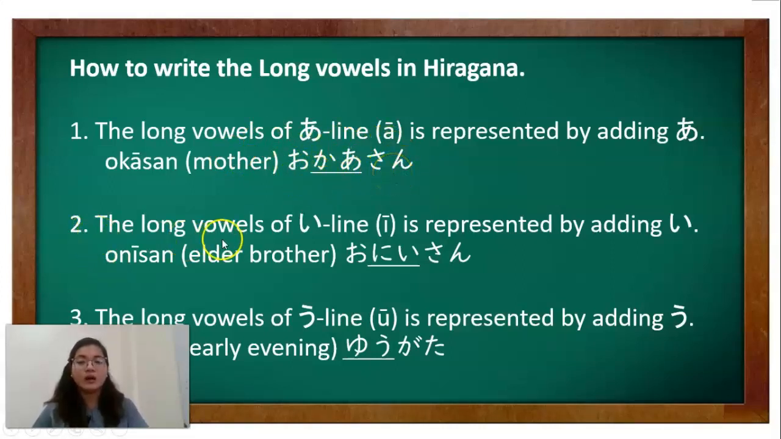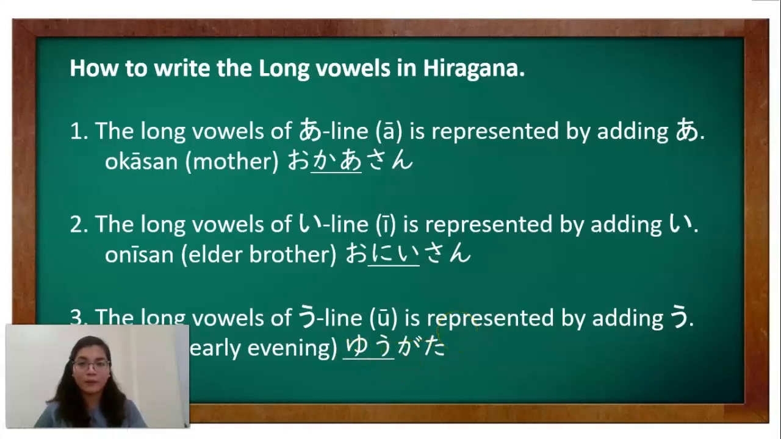Number 2, the long vowel of the I line is represented by adding i. For example, oniisan. Oniisan means older brother. Next, the long vowels of the U line. U is represented by adding u. So, for example, yuugata. Yuugata means early evening. So this is how you write it in hiragana.